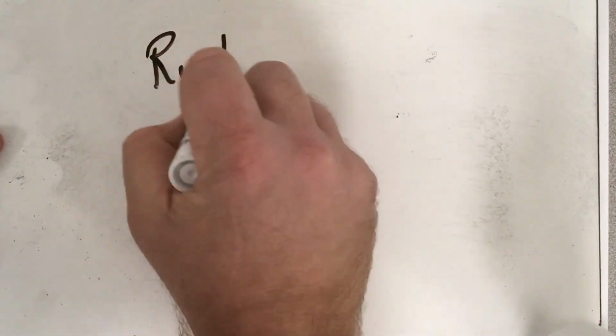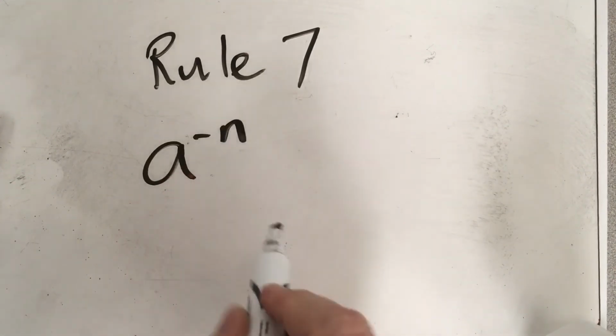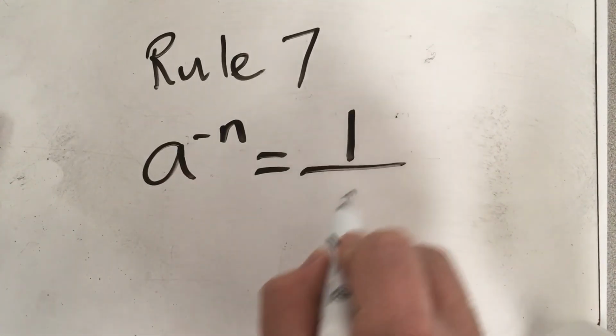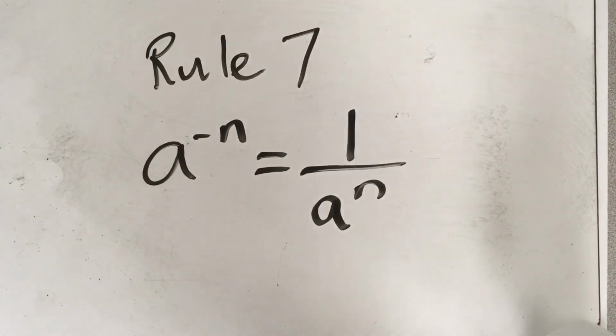And then finally rule 7. A new one, but a big one. Don't leave things with a negative exponent. Make a fraction out of it. Make the exponent positive. Put the base and the exponent underneath in the denominator.